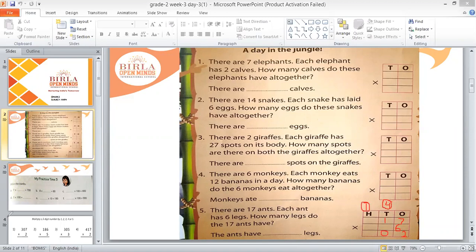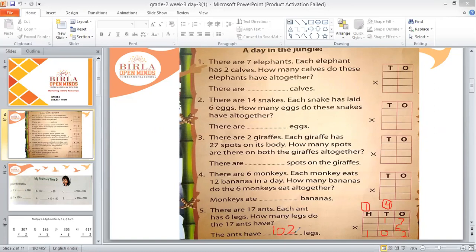And since there is only one number in hundreds place, that is 1, so we will write this 1 as it is in hundreds place. So answer is 102. We will write this 102 in this blank space also. Okay? Done? And children, remember you have to write these carryovers also.